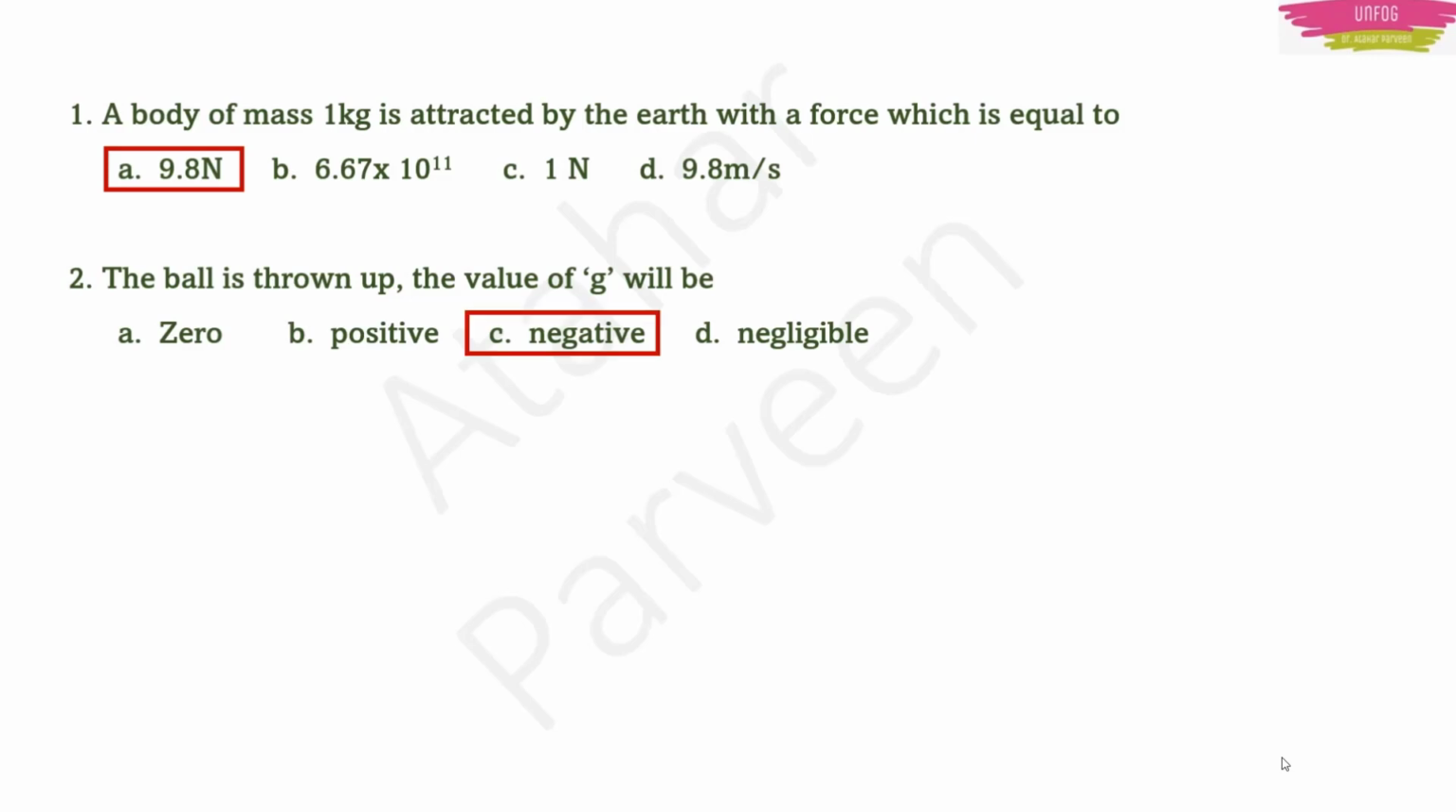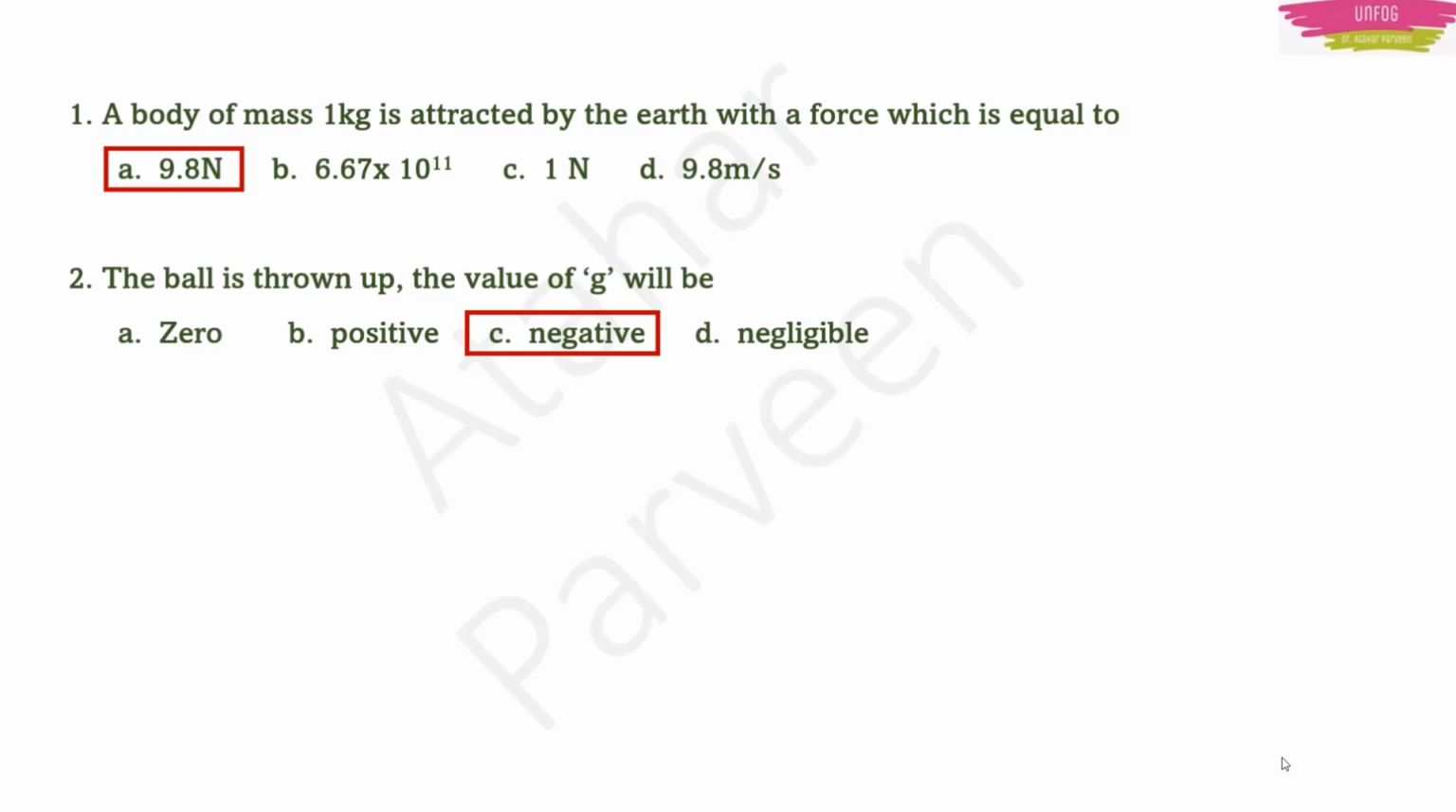If the ball is coming towards earth, then the value of g will be positive. But the ball is going away from earth, which means it is going in the opposite direction. So it will be negative. So option C will be the right answer.